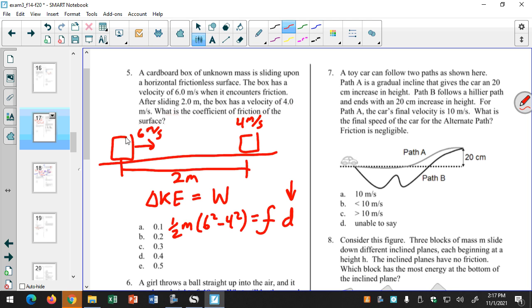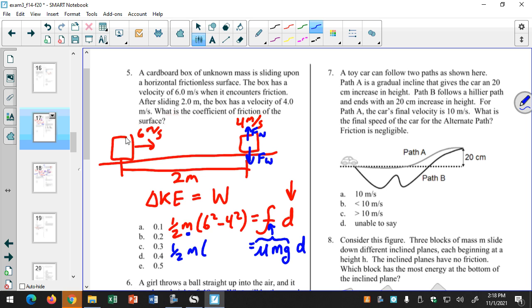Now I have a couple problems here because I don't know the mass and I don't know the frictional force, but I know that the frictional force is equal to mu times the normal force. But this is a horizontal surface, so the normal force is equal to what? Is equal to the weight. When I'm on a horizontal surface, the normal force is equal to the weight. So it's going to be equal to mu mg times d. This whole thing right here is the frictional force, mu times the normal force. And this is still 1/2 m.